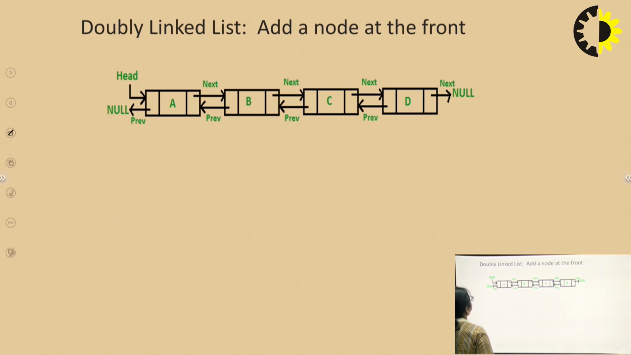So the point I have taken here is this linked list, which is doubly linked, so it has a previous pointer as well as a next pointer. We will add a node at the front. Front means here, this is my starting. Here I will add a node. So what is the way to do it?